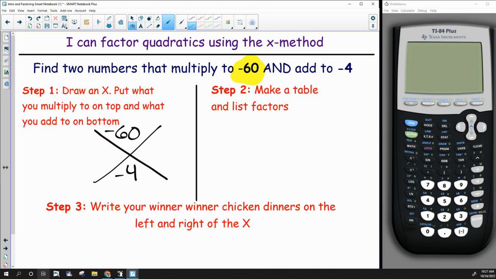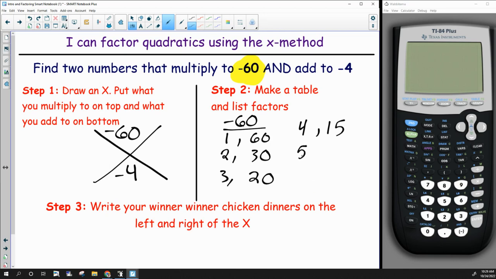Okay, here we go. Watch. Step 2, you found your factors. Class, which number should be negative? The bigger or the little? The bigger number. Since the bottom's negative, the bigger numbers are negative.